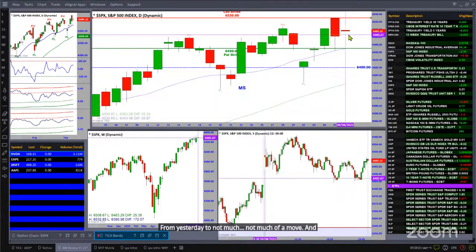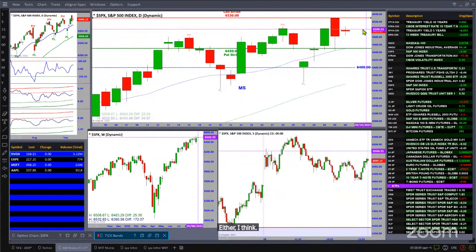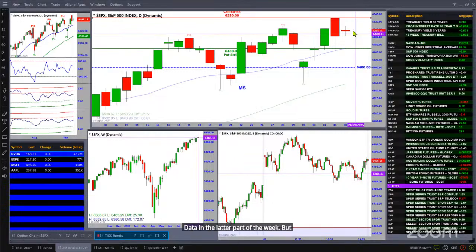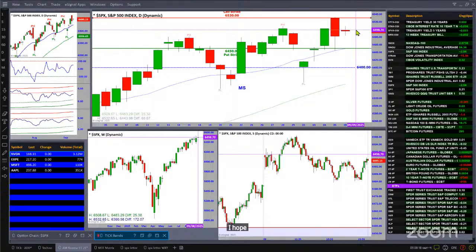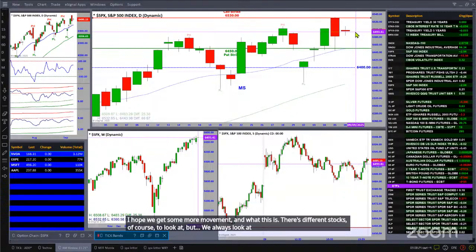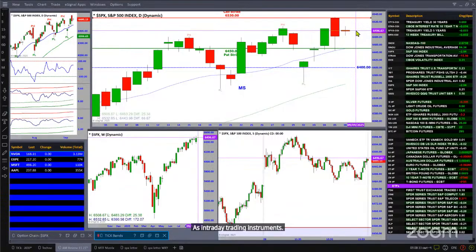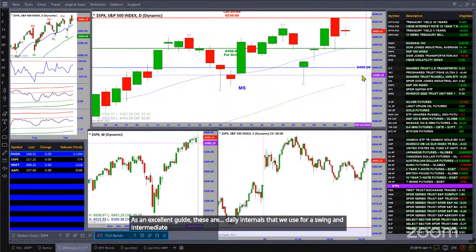And where things are right now, probably not going to get much of a move either, the way things are. Everybody's waiting for this data in the latter part of the week. I hope we get some more movement than what this is. There are different stocks, of course, to look at, but we always look at the S&P and the Qs and the futures and the Russell and sometimes the Dow as intraday trading instruments. So again, you use those internals as an excellent guide. These are daily internals that we use for swing and intermediate term trades. So they're really, really helpful.